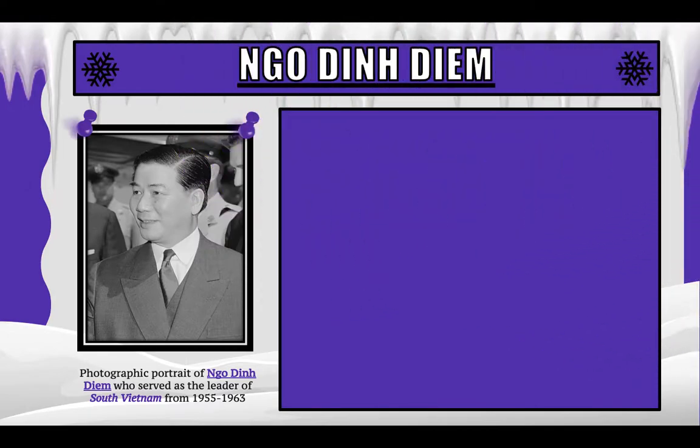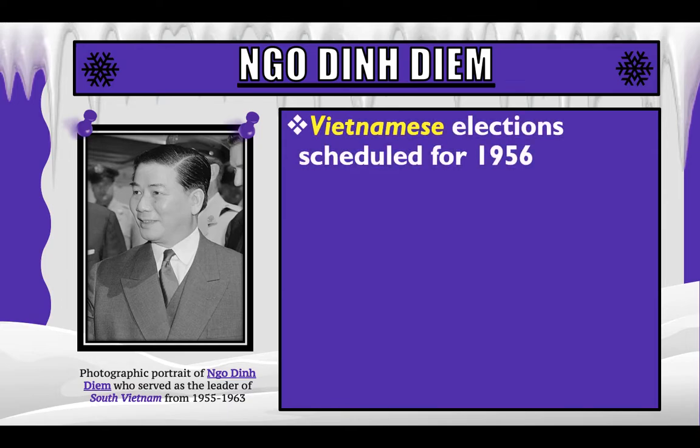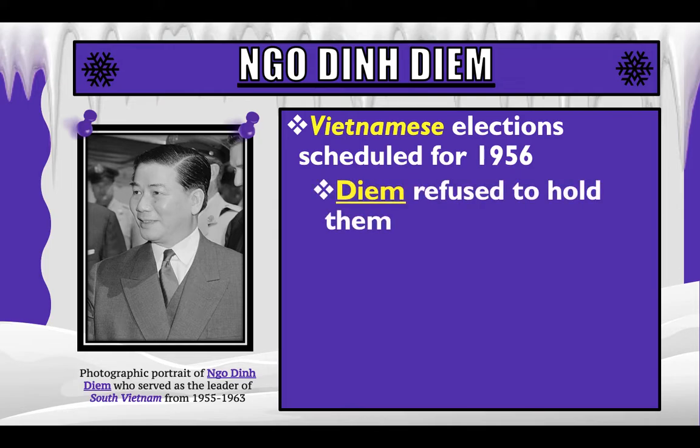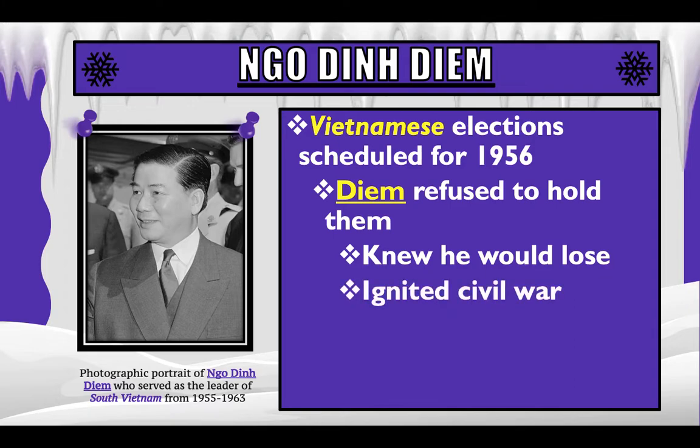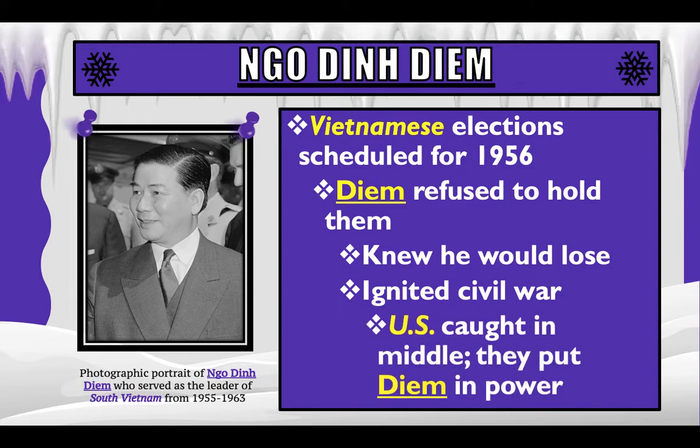So Ngo Dinh Diem does not really do what the Western powers are hoping. Elections are scheduled to take place in 1956, and he basically refuses to hold them that year. He knows that he doesn't have popular support. He is a Catholic, he's very westernized, and he's not very well respected by the people of Vietnam. So because he knows he's going to lose, he cancels the elections, and it basically ignites a civil war in Vietnam, and this is really going to be one of the catalysts that leads to U.S. involvement. The U.S. largely gets caught in the middle because they're the ones who put Diem in power, and they're really kind of left to have to fix this.